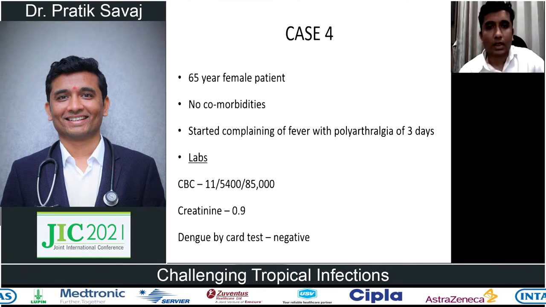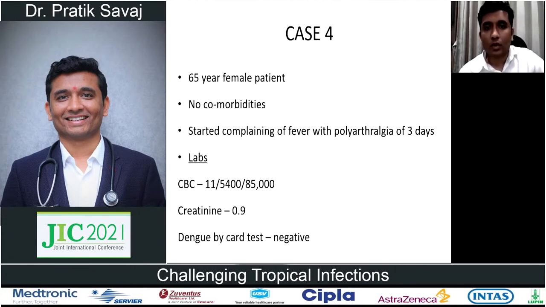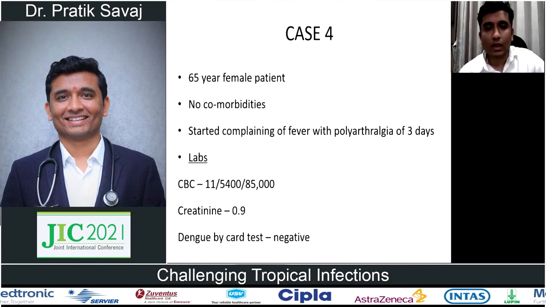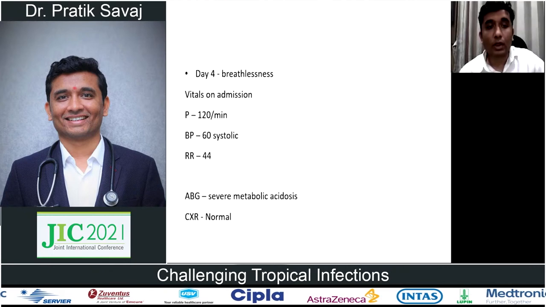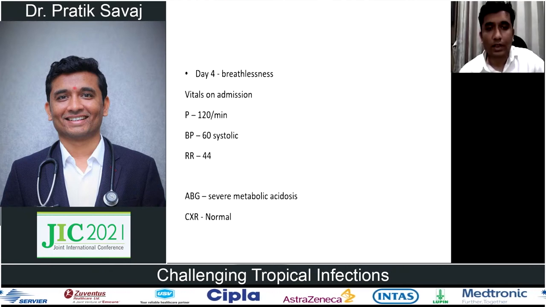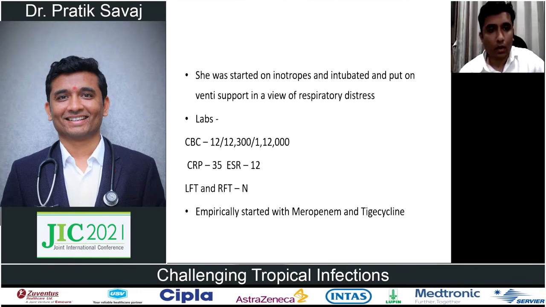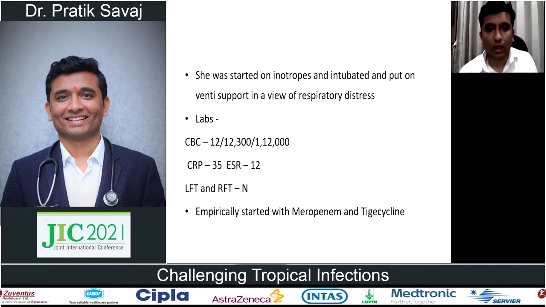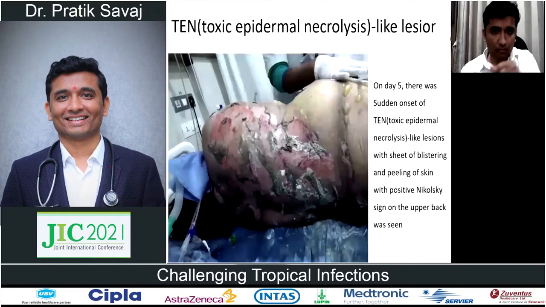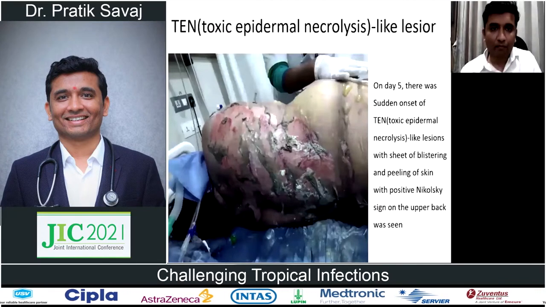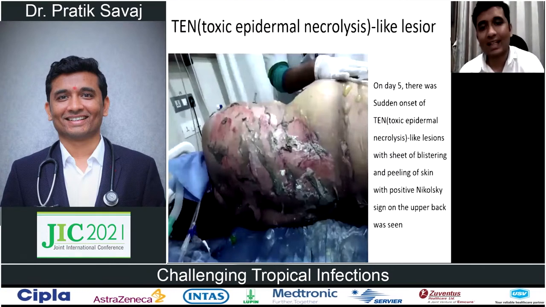So, the last case, quick and very interesting: a 55 kilogram patient with classic symptoms like fever and bullous hernia. But on day 4, she came to us with breathlessness, hypotension, respiratory distress, and severe metabolic acidosis. She required hemodynamic support and was intubated, and there was progressive deterioration of multiple organs; creatinine was very high. The next day, the sister told us that these kinds of skin lesions were seen.